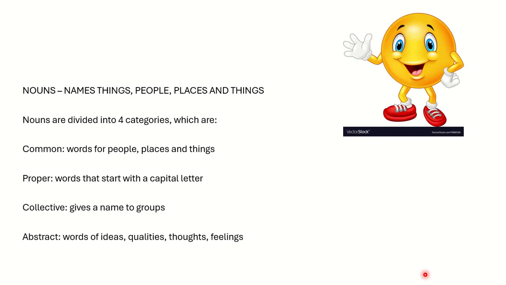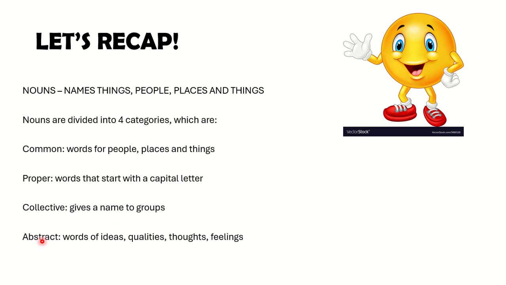Now let's quickly recap what we have done in this video. We've said that nouns are names of things, people, places, and things. And nouns can be divided into 4 categories or 4 types, namely a common noun, which are general words for people, places, and things or animals, or any everyday object that you can name. Then number 2 will be the proper noun. Proper nouns start with a capital letter and they are specific names of people, places, or things and animals. Then we have a collective noun, which gives a name to groups of things or people or places or things.